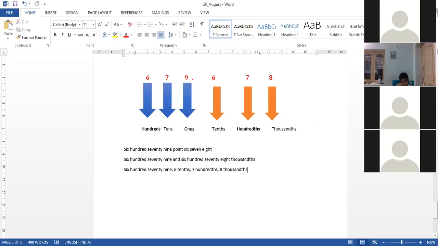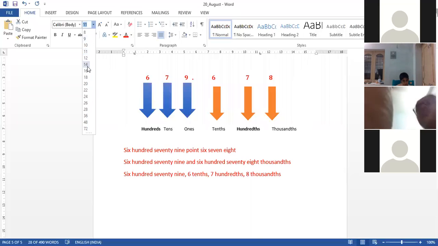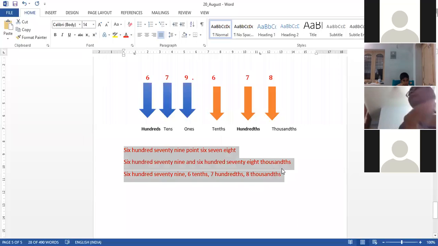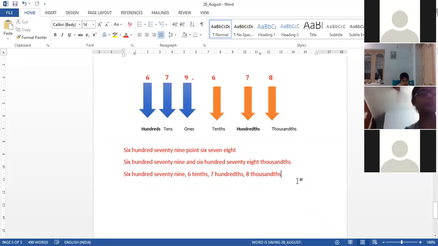The third way: 679 comma, 6 is present in the tenths place, 7 is present in the hundredths place, and 8 is present in the thousandths place. I hope, students, you got it, how we are writing a decimal number in words. Got it, everyone?